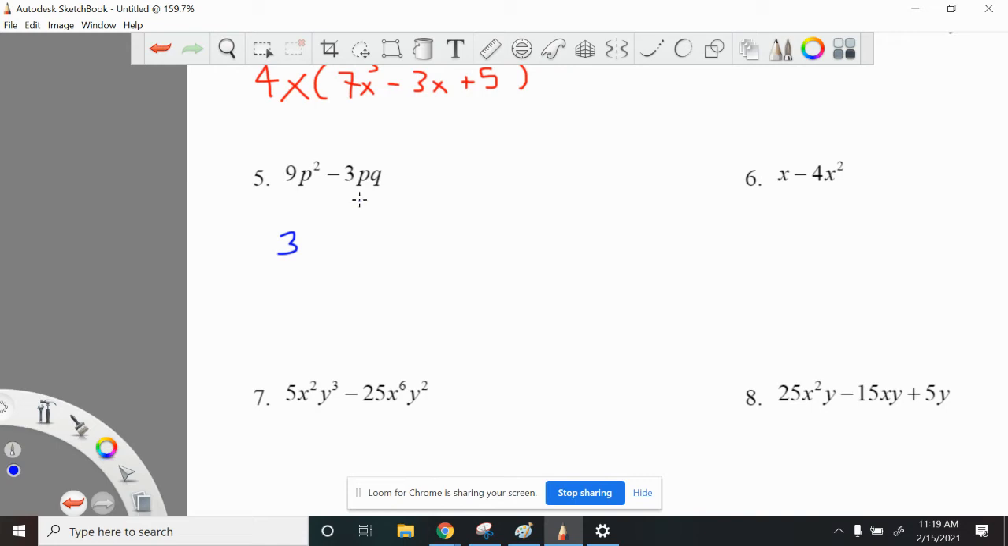Let's do P's first. How many P's can we give away? Just one P. And then how many Q's can we give away? None, right? This guy has a Q to give away, but this guy has no Q's. And so we're unable to give any Q's away. And so that's the end of it right there.